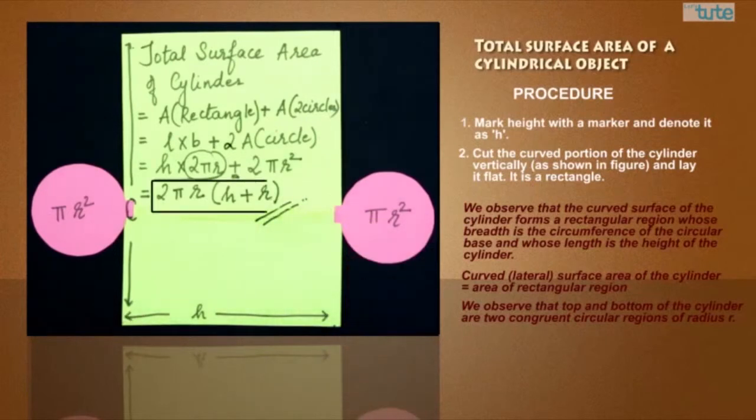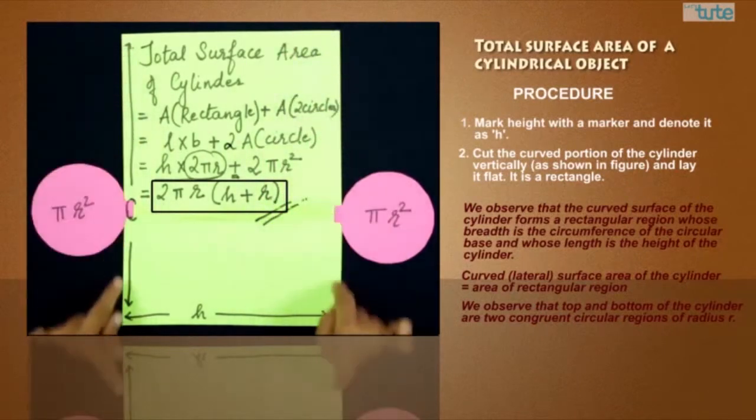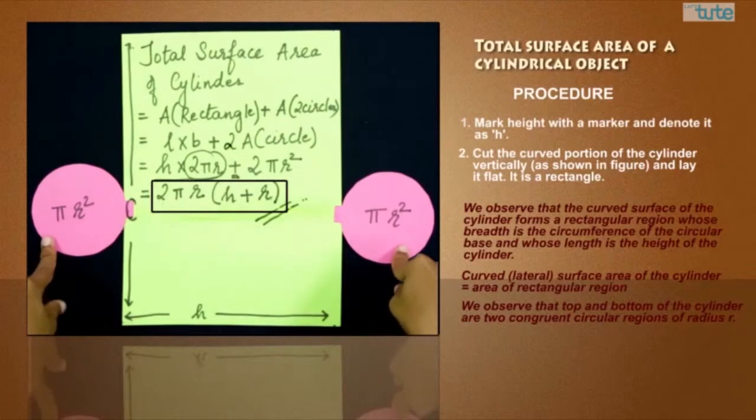So today, with the help of this activity, we have learned how to calculate the total surface area of a cylinder with the help of the area of the rectangle and the areas of the two circles. Hope you have learned how to calculate these areas.